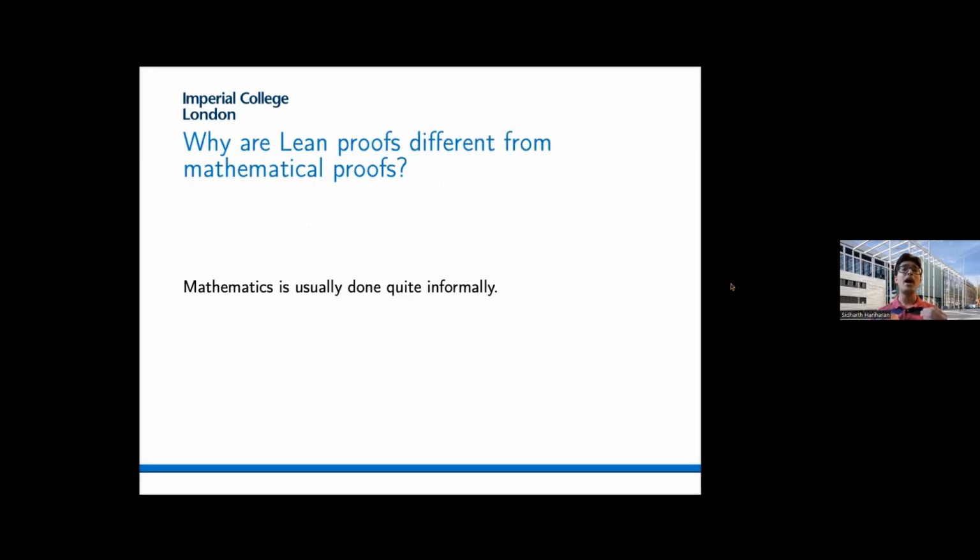So why are Lean proofs different from mathematical proofs? Well, the answer is that mathematics is usually done quite informally. I want to make an important distinction here between rigor and formality, because mathematics, as we have in the literature and as we're taught at university, is definitely very rigorous. That said, it tends to be informal in the sense that it doesn't go into too much detail, and it allows us to gloss over certain things.